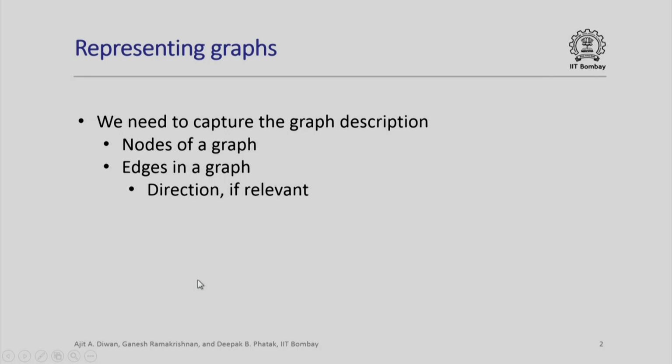If a user wants to input the details of a graph, then the graph description needs to be captured in terms of getting information on the nodes of the graph and collecting information on the edges that exist in the graph. Further, if it is a directed graph, then we need to capture the direction if it is relevant. If it is an undirected graph, of course, the direction does not count. So, very simple, we need to capture the nodes and create nodes in our programs, and we need to capture edges and represent them inside our program.